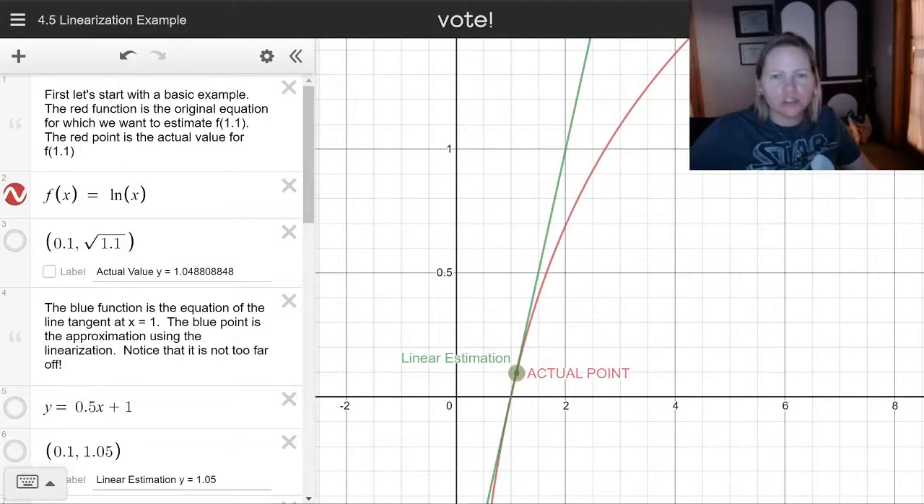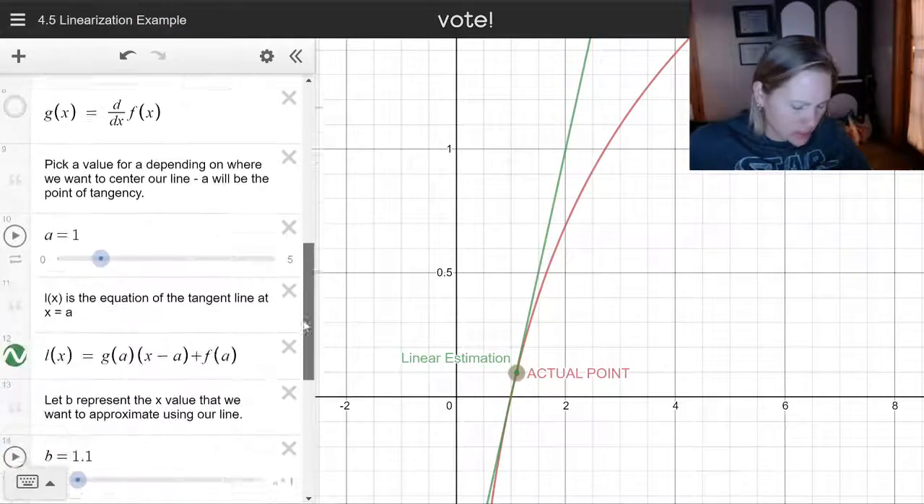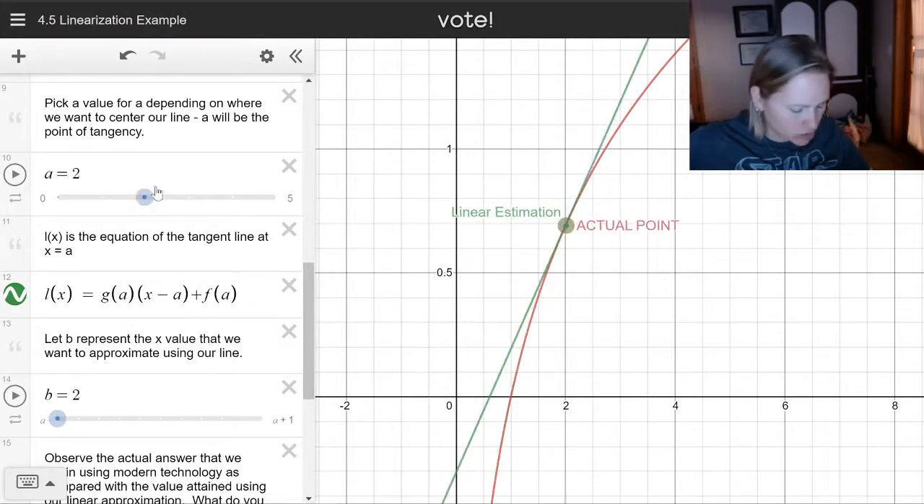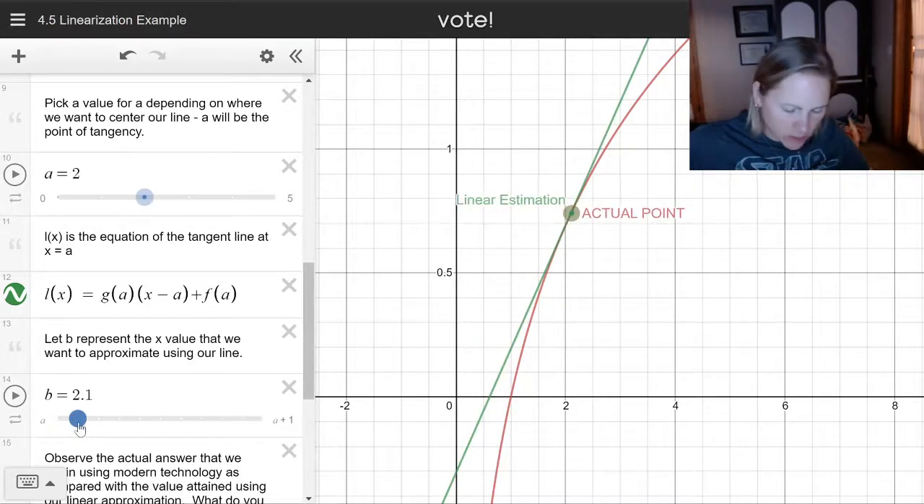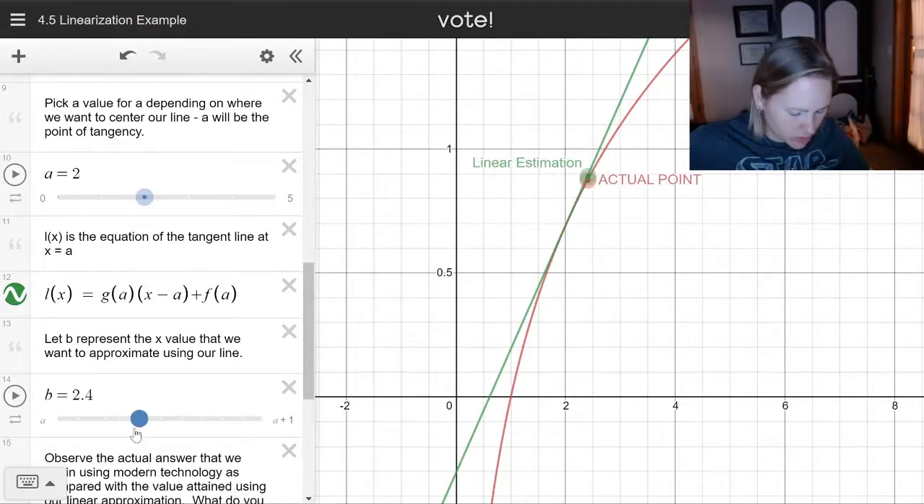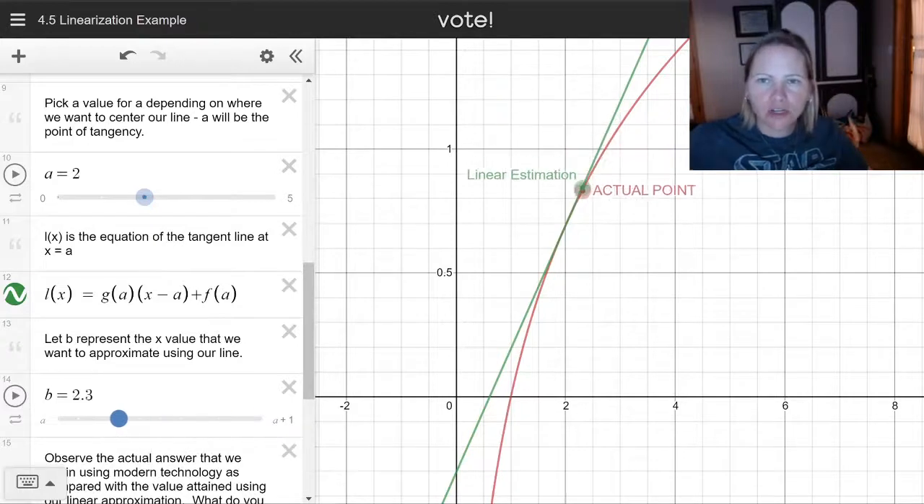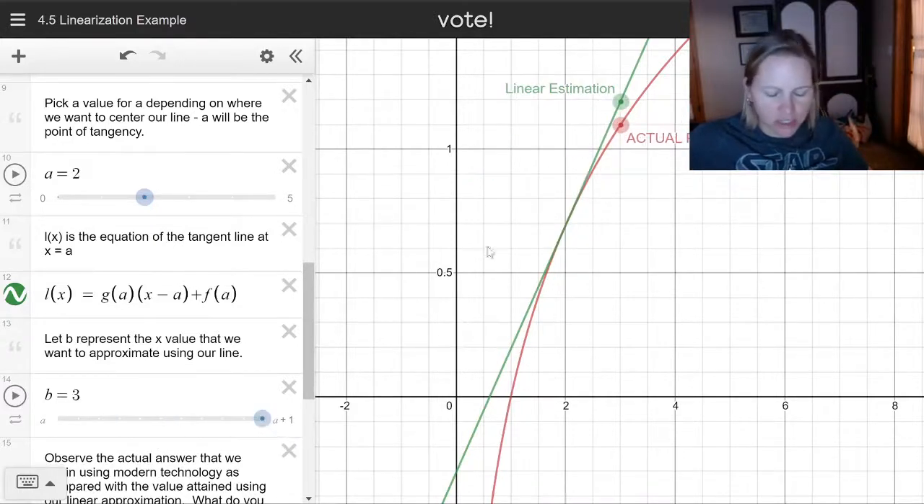This is a function that you wouldn't have been able to evaluate without a calculator. It just takes so much brain power to try to evaluate it. But if we take this same function and graph the equation of the tangent line, suppose we center our tangent line at 2. Now we can evaluate numbers like 2.3, 2.4, numbers that are close. And the further away we get from that center, the more off our estimation is, the further away from the actual value we become.